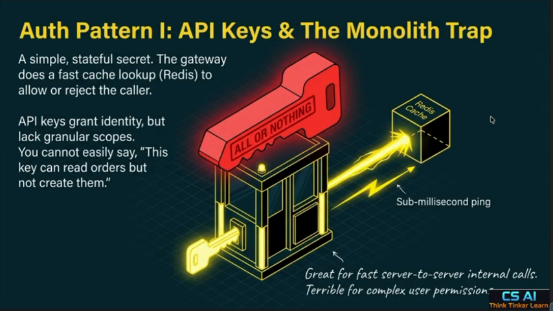Next, let's look at the auth. Pattern one, API keys. This is a simple stateful secret. The gateway performs a sub-millisecond cache lookup, usually in Redis, to allow or reject the caller. While great for fast server-to-server internal calls, it's a monolith trap. API keys grant identity, but lack granular scope. You cannot easily say this key can read orders but not create them. It's an all or nothing key to the castle.